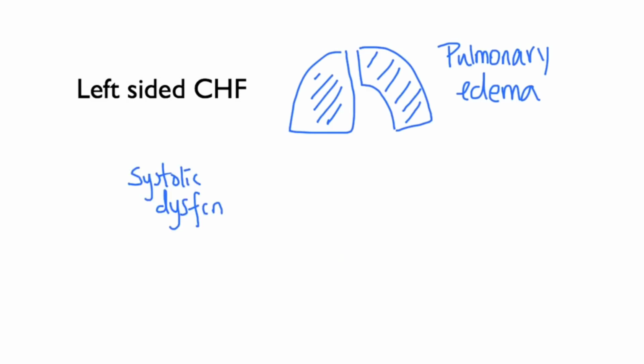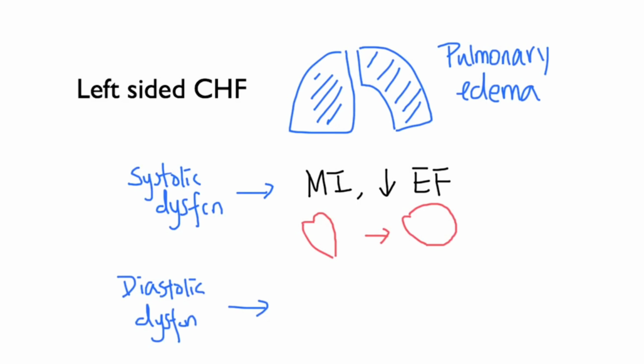Left-sided congestive heart failure presents as cardiogenic pulmonary edema. The most common reason is from systolic dysfunction. It mostly stems from decreased ejection fraction from previous ischemic heart disease. It can also happen from dilated cardiomyopathy. Left-sided diastolic dysfunction is less common. It can be caused by tachycardia, valvular disease, in which the myocardium is unable to relax and therefore the ventricle is slow to fill.